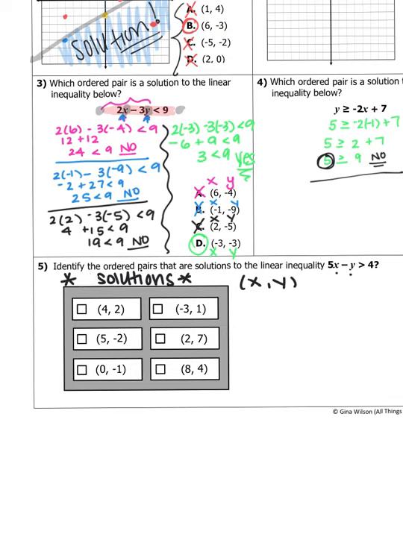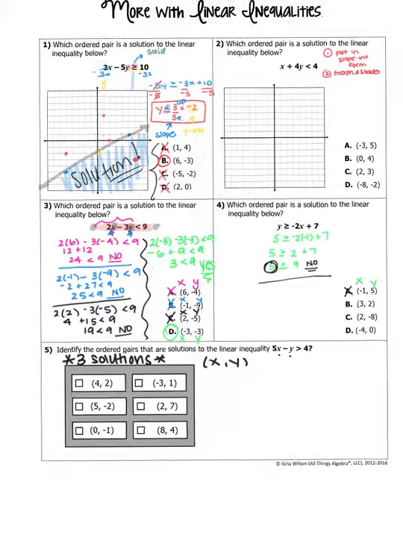And I lied to you. I just saw that there's actually 3 solutions. So you should have 3 check marks there. 3 out of the 6 of those work. So go ahead and try that one now.